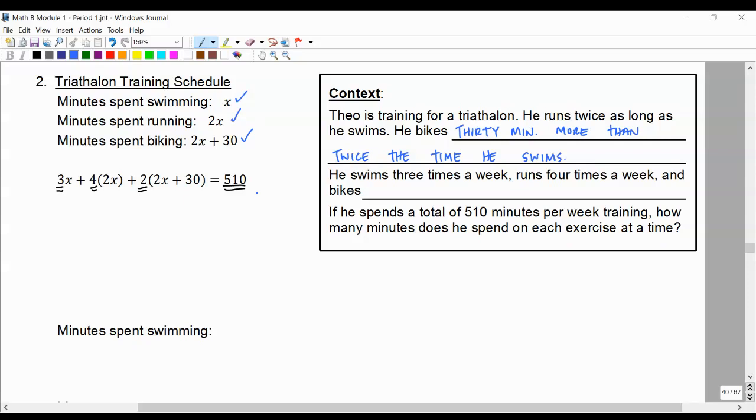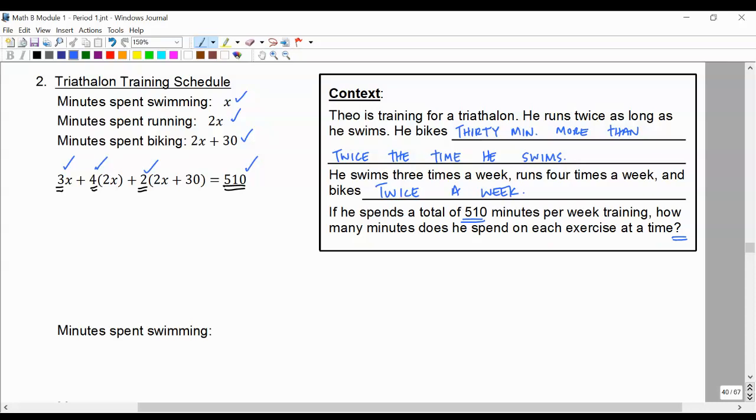Now we're going to go to telling people to build this. He swims 3 times a week. Got that. He runs 4 times a week. Got that. That's why there's a 4. And he bikes twice a week. If he spends a total of 510, got that. How many minutes does he spend on each exercise? Make sure you include the sentence and make sure you include the 510 when you build these on your own.